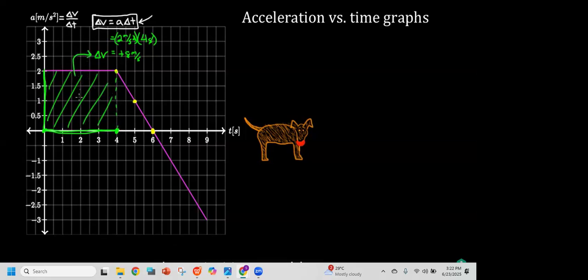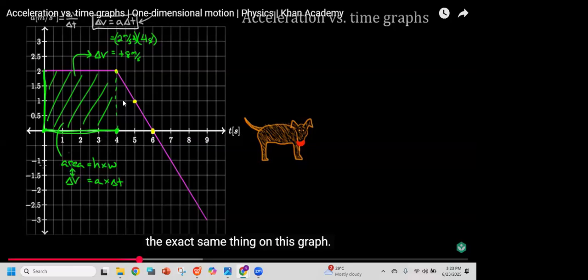The area is giving us our delta v, because the area of a rectangle is height times width. We know that the height is going to represent the acceleration here, and the width is going to represent delta t. And just by the definition of acceleration rearranged, we know that a times delta t has to just be the change in velocity. So area and change in velocity are representing the exact same thing on this graph.